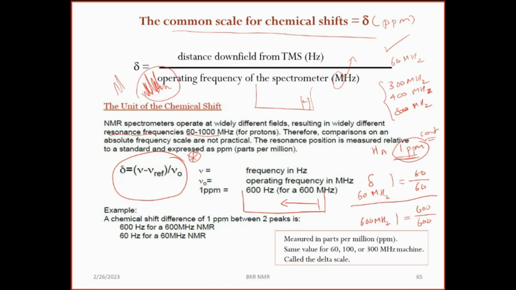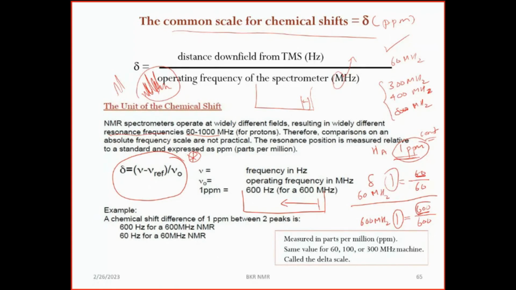Values will remain the same, but they will get separated. So I'll be having clarity of spectrum. That is also known as simplification of complex spectrum. So for simplifying a complex spectrum, I can increase the megahertz of the instrument, increase the magnetic field. So the distance between one peak and another peak will increase.